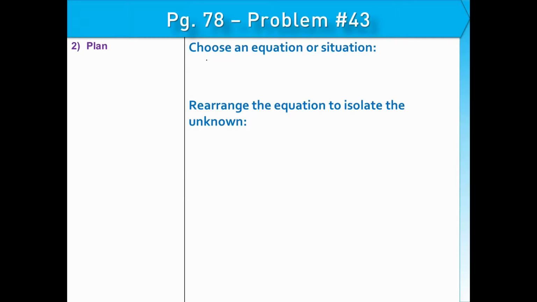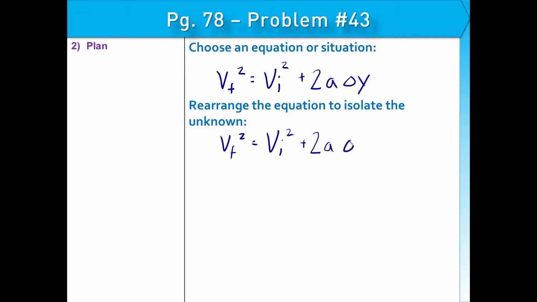The next step, I'm going to solve for my unknown, so I'll rewrite my equation again. Final velocity squared is equal to the initial velocity squared plus 2 times acceleration times the y displacement then. Now, solving for my unknown, I need the final velocity isolated. So if I rewrite this one more time, the only thing I can do to this equation is get rid of the square. So what I'm going to do is square root both sides of the equation.